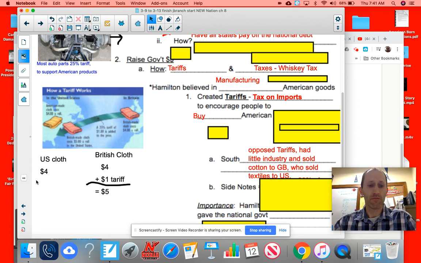Over here. The United States can make cloth for $4. British can also make it for $4. But with an import tax, the British cloth, which is the same, would cost $5 because of the $1 extra tariff. Obviously, we like quality goods, and if we can get the same good for a cheaper price, we're going to turn and buy the United States goods. So if Britain is selling less cotton or less cloth and textiles, they are less likely to buy from the South.